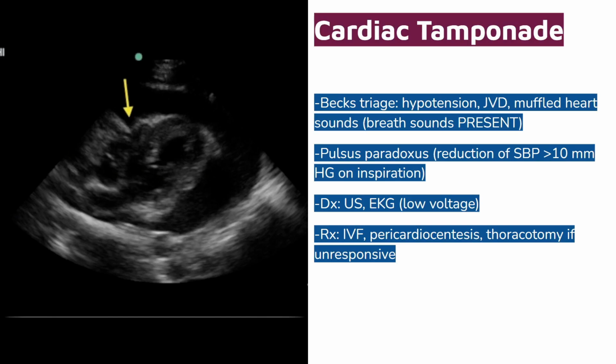Cardiac tamponade, right? So the classic would be Beck's triad. Sorry, that's a typo: hypotension, JVD, and muffled heart sounds. Note that breath sounds will be present when they're trying to confuse you with tension pneumothorax. Pulsus paradoxus, which is a reduction of blood pressure on inspiration. Ultrasound is your imaging modality of choice.